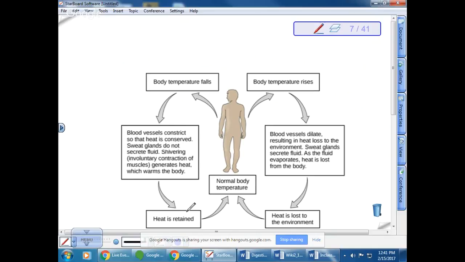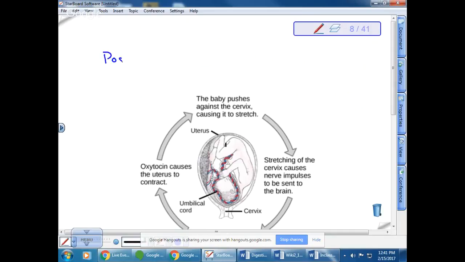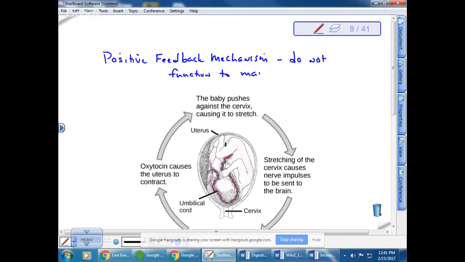When we look at positive feedback mechanisms, they do not function to maintain homeostasis. So the example that they give is an example where there is an end to the process. And so this would be like labor, or parturition, giving birth.